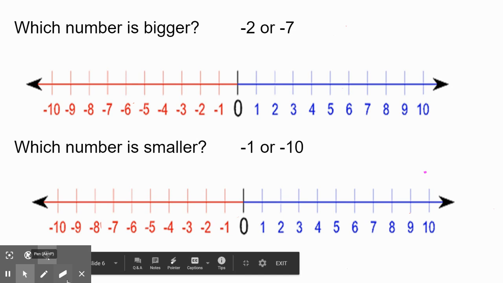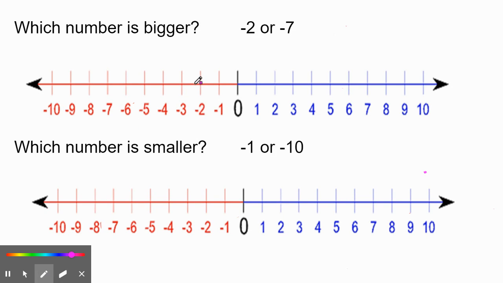So let's look at this example. Which number is bigger? I'm going to use my number line, -2 or -7. So once again, ask yourself, which one is further from 0? -7 is further, so that has to be the smaller number. So that tells us since -2 is closer to 0, that -2 will be the bigger number.